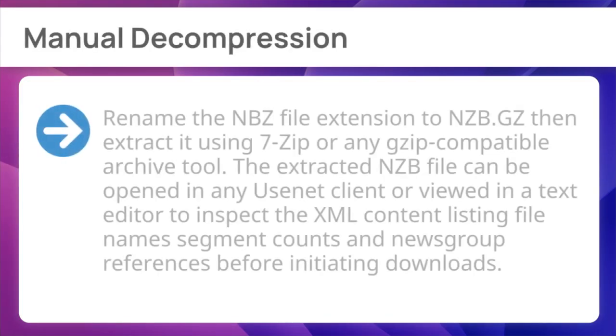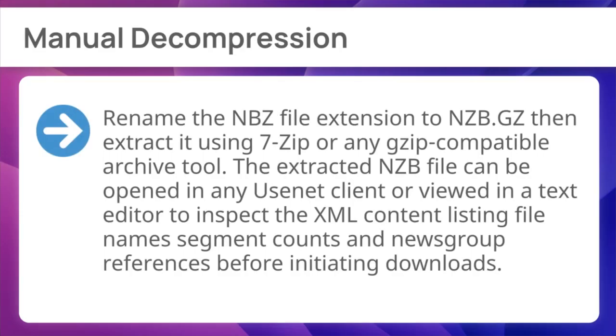Next, manual decompression. Rename the NBZ file extension to nzb.gz, then extract it using SABnzbd or any gzip compatible archive tool. The extracted NZB file can be opened in any Usenet client or viewed in a text editor to inspect the XML content, listing file names, segment counts, and newsgroup references before initiating downloads.